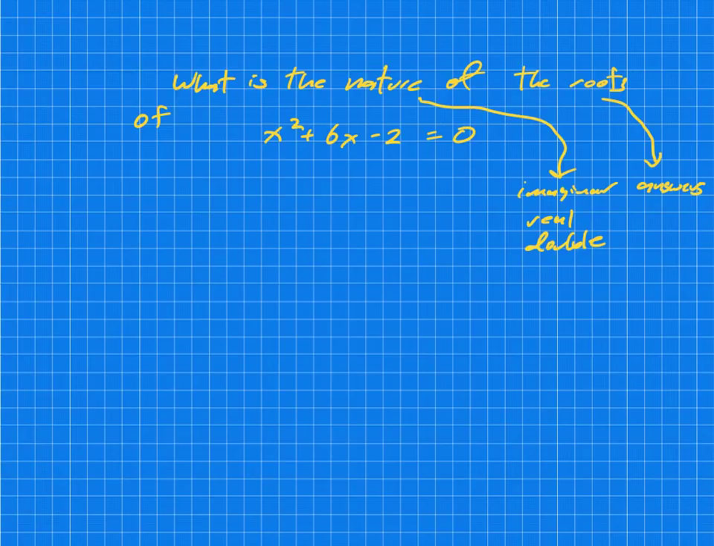So let's go ahead and determine what it's going to be. Well, let's take b squared minus 4 times a times c. B squared is going to be 6 squared minus 4 times 1, which is a, and c is negative 2. 36 plus 8. Why plus, people? Minus sign here, minus sign here. Two minus signs make a positive. So we have 44.